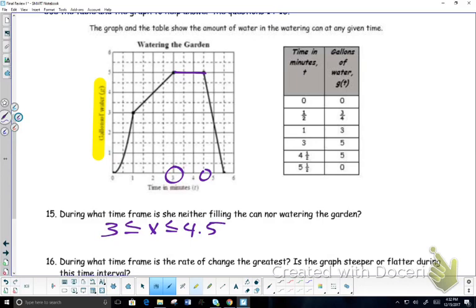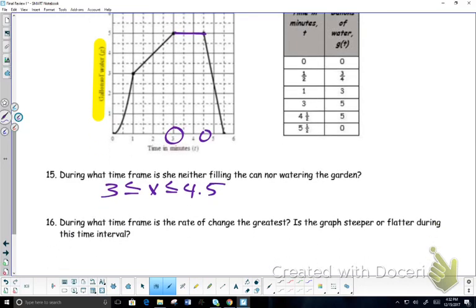During what time frame is the rate of change the greatest? Is the graph steeper or flatter during this time interval? Well, if the rate of change is the greatest, remember, the bigger the slope, the steeper the graph. So that's really all you have to look for. If I go from here to here, it's changing at a rate of 3 over 1, so this is a slope of 3. Well, this one's obviously flatter, so I don't even care. This one right here goes all the way down 5 over 1, so this is 5.